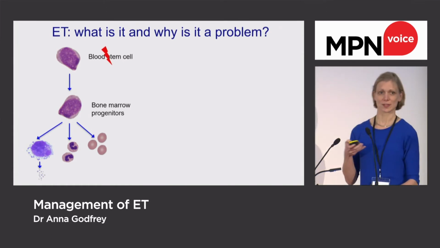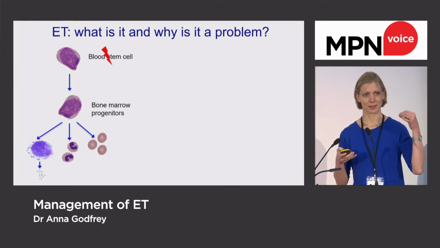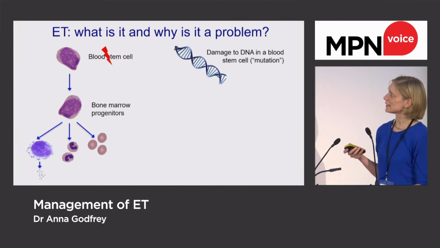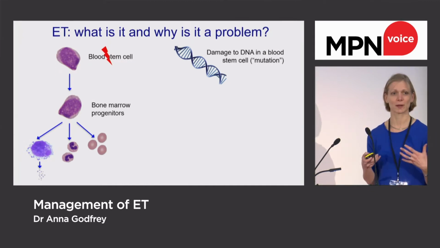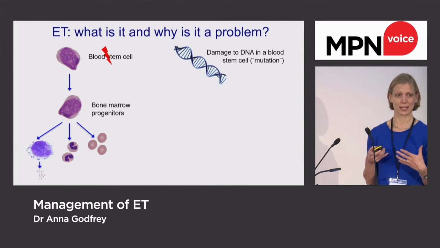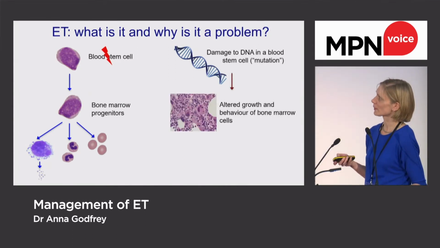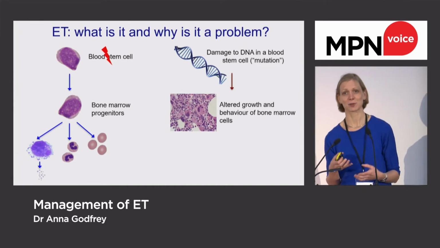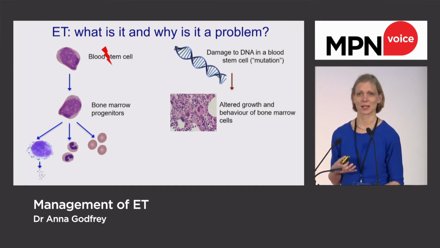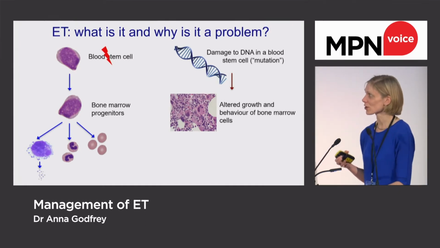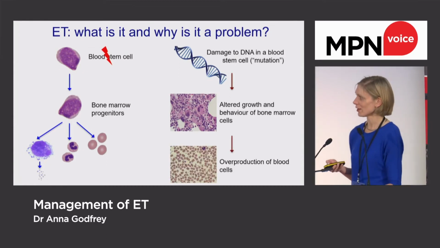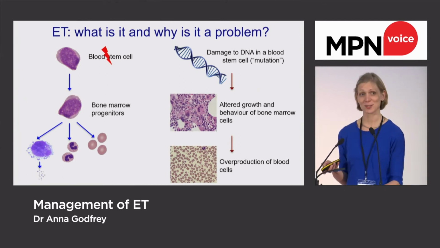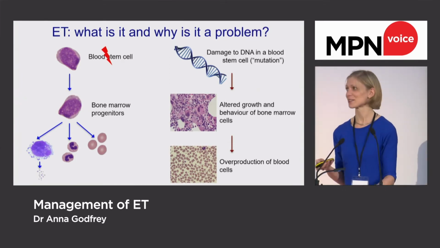So in disorders such as ET, the problem is in one of your stem cells where something has gone wrong. What goes wrong? This is due to damage in the DNA in one of those stem cells, and this is what we mean by mutation. A mutation is just a change in the DNA in one of those stem cells. The DNA is the genetic code that is there to tell your cells how to behave. And so if you have a change in the DNA in one of the cells, what we end up with is altered growth and behavior of the cells in the bone marrow. And what we get in this disease is overproduction of blood cells. So what are the mutations that we're talking about? Hopefully these are now familiar to most of you.